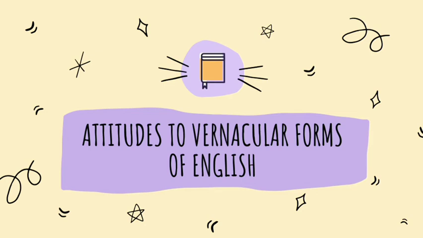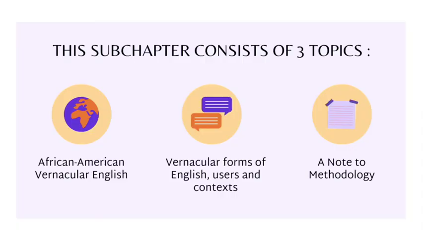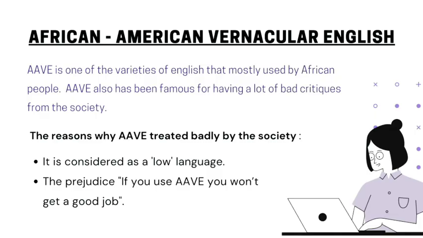Going back with me, Dieva Oktaviary, I will explain the next subtopic, which is attitudes to vernacular forms of English. Within this subtopic, we will discuss three different aspects, namely African American Vernacular English, or AAVE, vernacular forms of English users and context, and lastly, a note on methodology. The first one is African American Vernacular English, that we call AAVE.